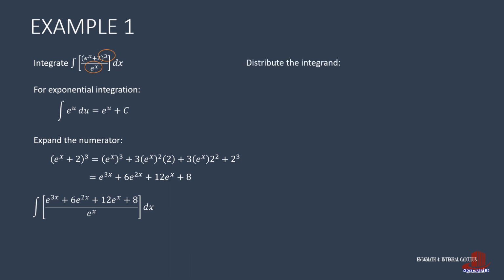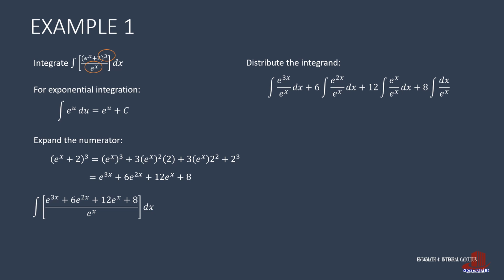Then again, distribute the integrand so we get 4 terms, with the integral of e raised to 3x over e raised to x dx, plus 6 times the integral of e raised to 2x over e raised to x dx. Then again add 12 with the integral of e raised to x over e raised to x dx. Then lastly, add 8 times the integral of dx over e raised to x.